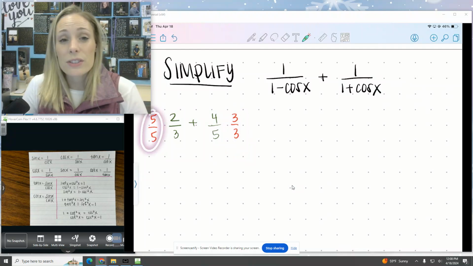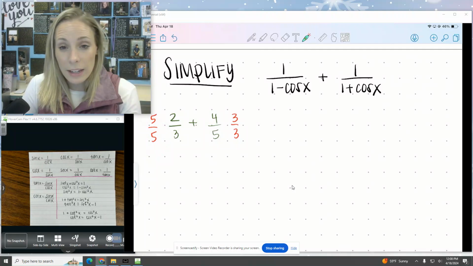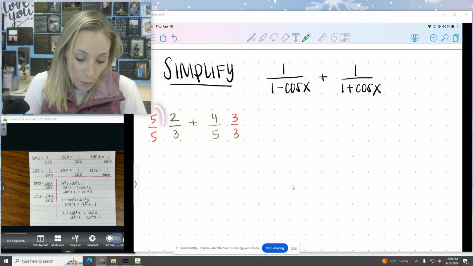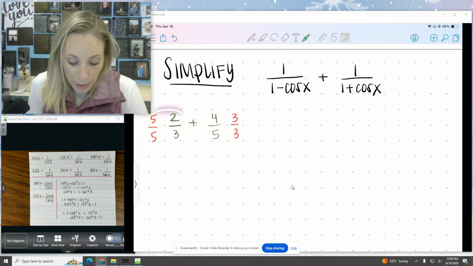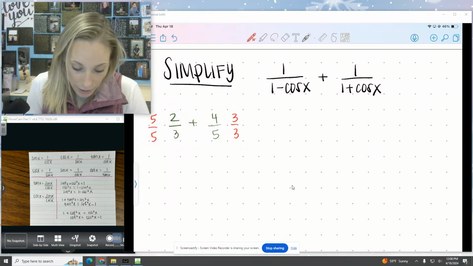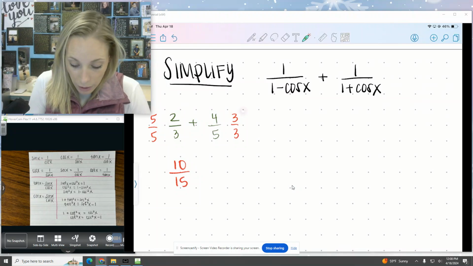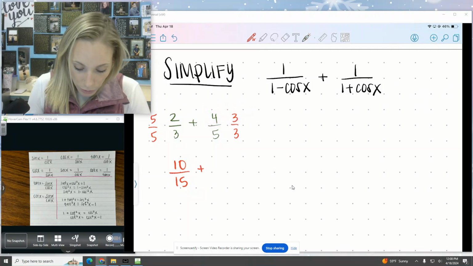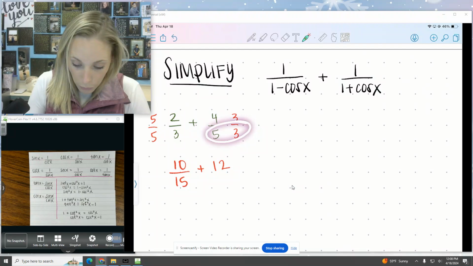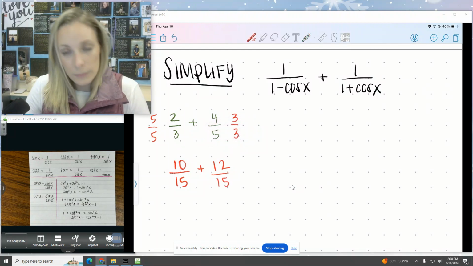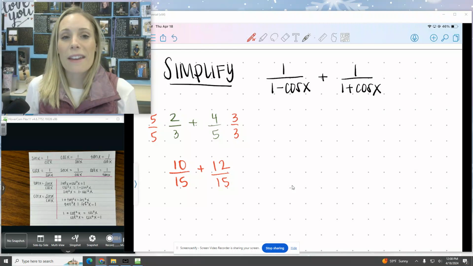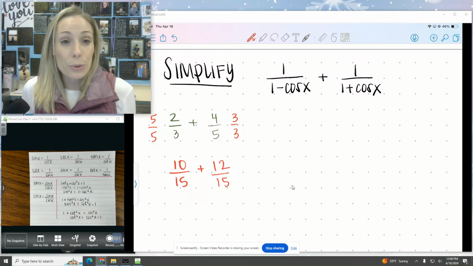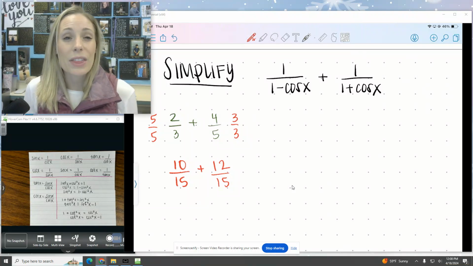Well, 5 divided by 5 is just 1, and 1 times anything is that thing. So this is 1 times 2/3, it's still just going to be 2/3 when you multiply straight across. So we end up with 10/15, and right here, 4 times 3, we get 12/15. If I reduced 10/15, I would get 2/3. So 2/3 and 10/15 are equivalent.